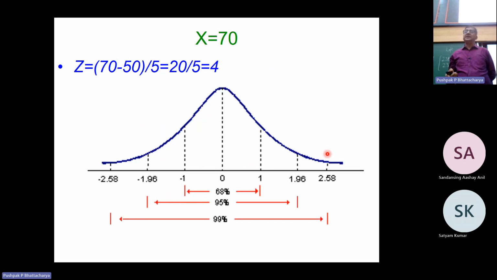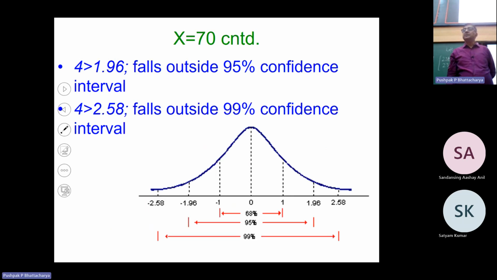So we have established our intuition that the coin cannot be unbiased by this methodology. Okay, so let's progress further. So for x equal to 70, 4 is greater than 1.96, falls outside the 95% confidence interval. 4 is also greater than 2.58, and therefore the null hypothesis is rejected. So what is it we learn?